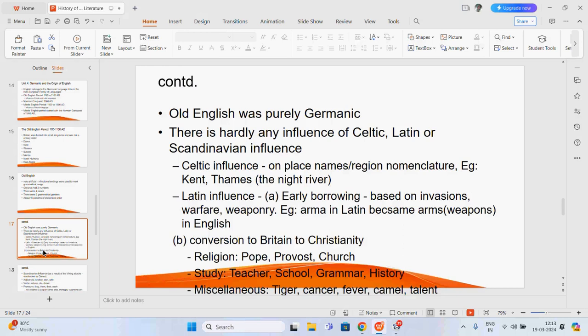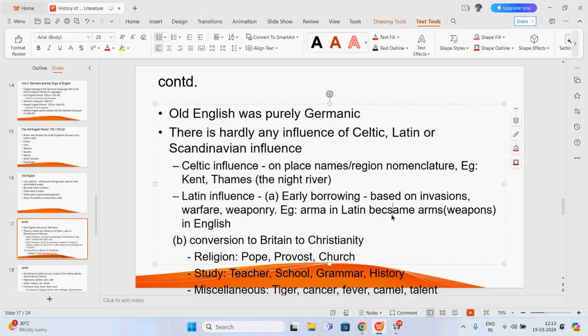The Latin influence can be seen in two parts. One, the early borrowings based on the various invasions. So words dealing with warfare, words dealing with weaponry are borrowed from, let me make this correction, are borrowed from Latin. Arma in Latin, for example, is used as arms, meaning weapons, not arms as body part. I was making a correction, sorry for the pause.